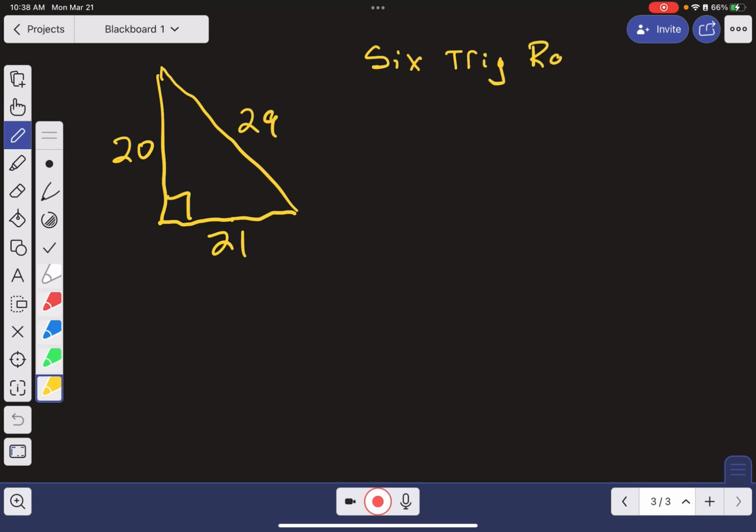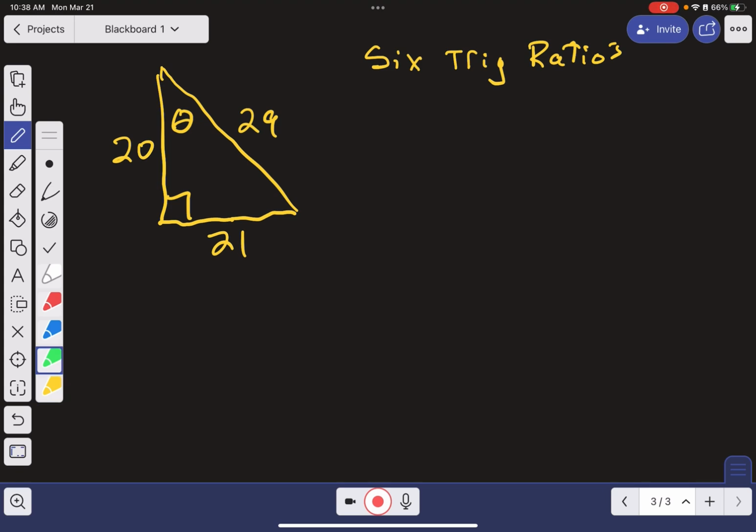Or the 6 trig ratios. So we want to write all 6 of them: sine, cosine, tangent, cosecant, secant, cotangent. We just want to write the ratios for this angle, given that theta is right there.